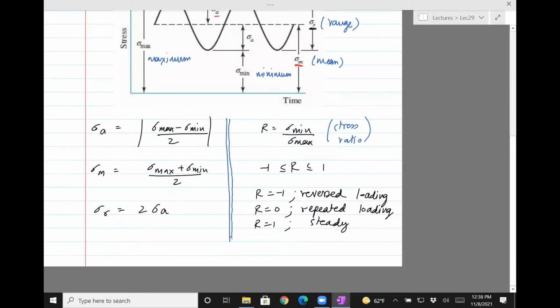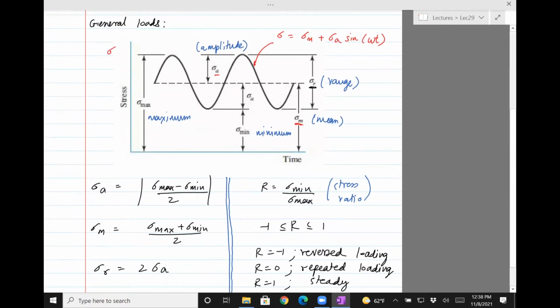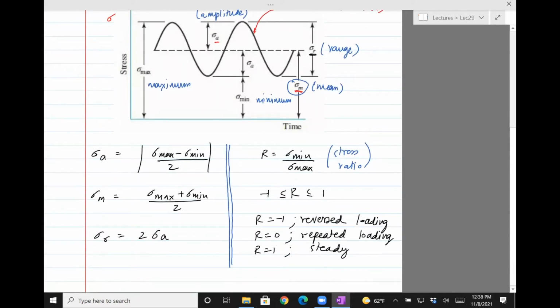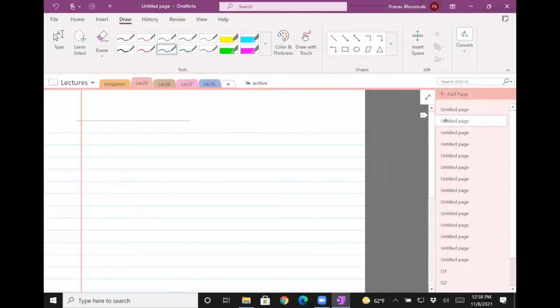Okay, that's just definitions. As I said, so far we have considered loading where sigma m is 0. When sigma m is not equal to 0, the procedure for testing is much more complicated because there's one more free variable. Earlier, the only free variable was sigma a. You change sigma a, you load it to failure, you get a point, you plot it on the SN curve, you take another sigma a and keep doing that. Now we need to choose sigma a and sigma m and keep doing the experiment.